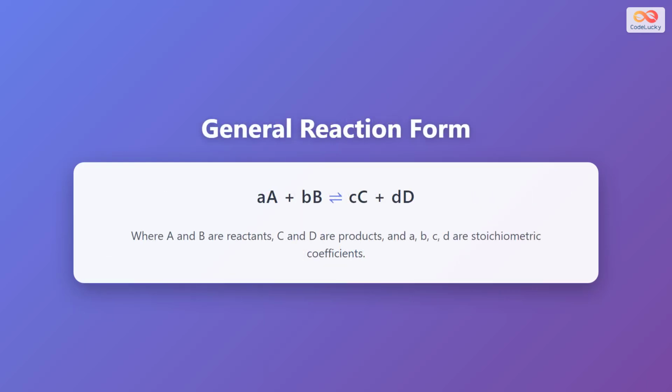Before we write the K expression, we need to understand the general form of a reversible reaction. Consider a reaction where lowercase a moles of substance A react with lowercase b moles of substance B to form lowercase c moles of substance C and lowercase d moles of substance D. The double-headed arrow indicates that this is a reversible reaction, meaning it can proceed in both the forward and reverse directions. The lowercase letters a, b, c, and d represent stoichiometric coefficients, which are the numbers that balance the chemical equation.